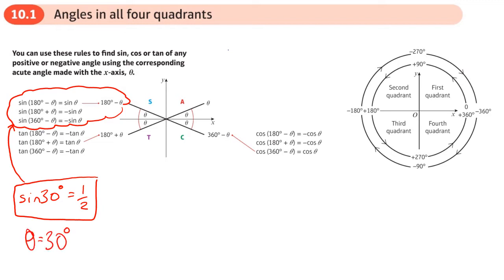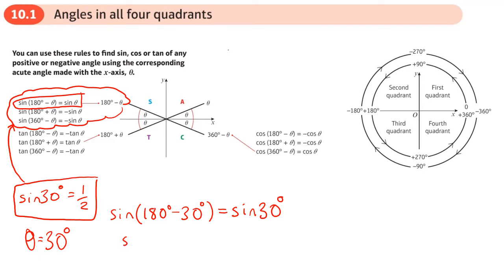Now what this CAST diagram is telling me is, if I look at this first part here, it's saying if I do the sine of 180 minus my angle that's between 0 to 90, so that's 30, that will be equal to the sine of the angle 30. Okay, so sine 150 is equal to sine 30, and it is. They're both equal to a half.